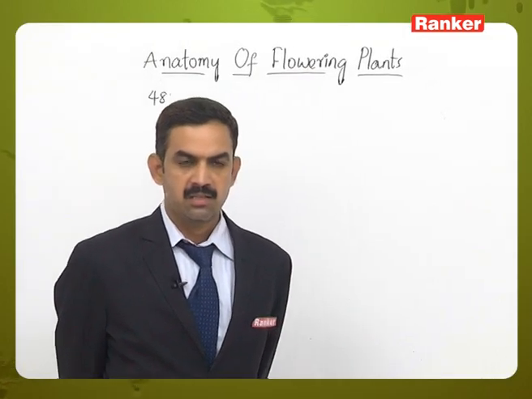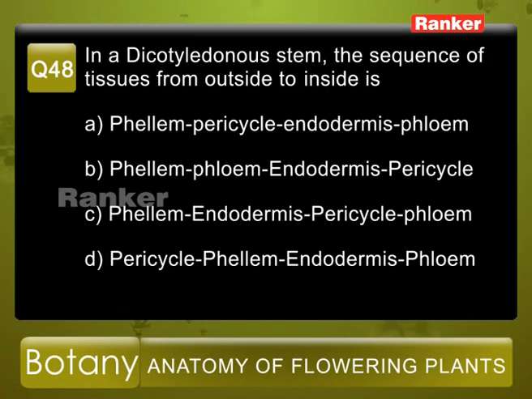Question number 48. In a dicotyledonous stem, the sequence of tissues from outside to inside is. The given options: A, phloem, pericycle, endodermis, phloem. B, phloem, phloem, endodermis, pericycle. C, phloem, endodermis, pericycle and phloem. D, pericycle, phloem, endodermis and phloem.